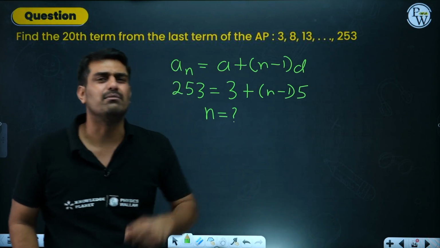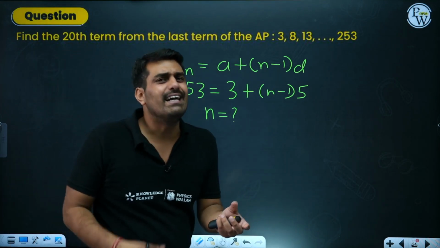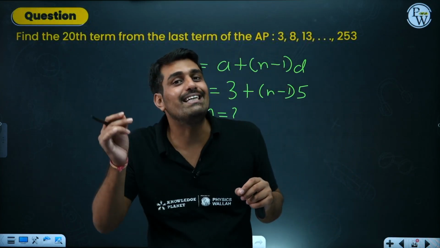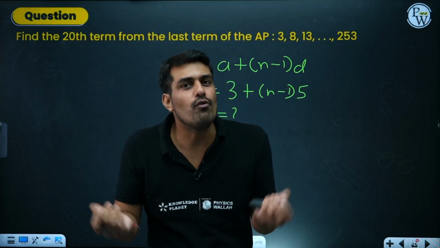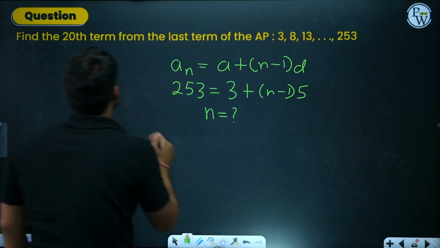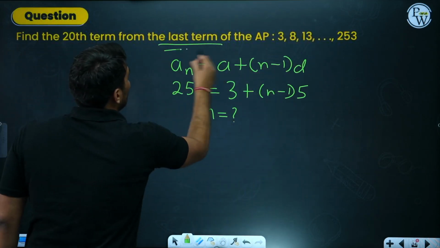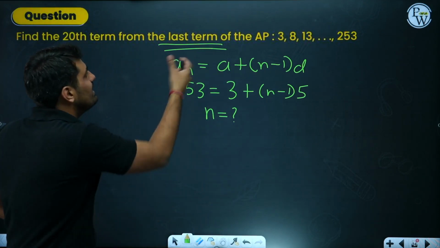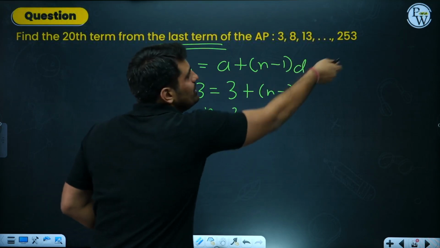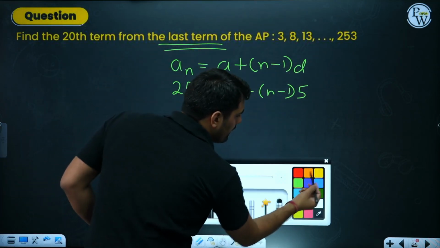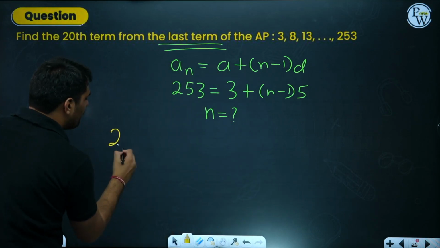Things seem a bit complicated and lengthy. Why go for the lengthy method? Let's understand the complexity of the concept and go for the easier method. It simply says you can reverse the AP, since you are trying to find the 20th term from the last. So rather than going for this AP, you change the AP. Let's make 253 our first term.